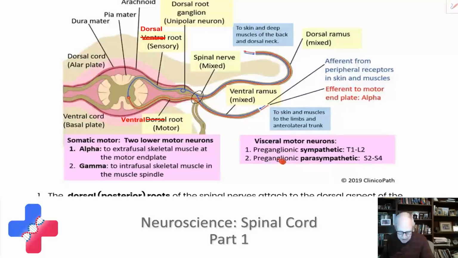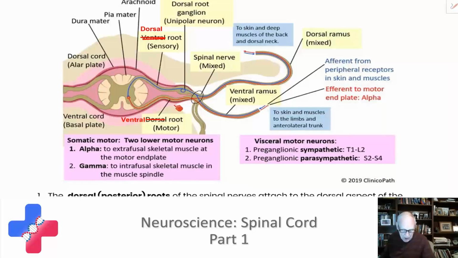These are preganglionics again, but of the parasympathetics. And notice they come out of a different cord segmentation, S2, 3, and 4. So when you think about S2, 3, and 4, let's say this section here was either sacral 2, 3, or 4, you'd have alpha and gamma. But for those three ventral roots, you would also have preganglionic parasympathetics.